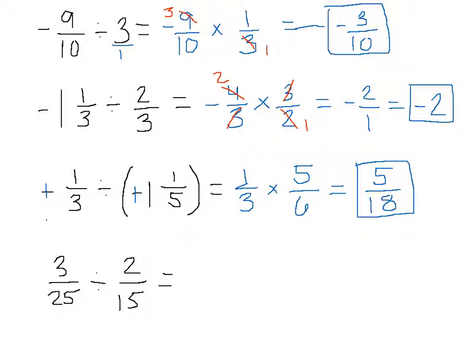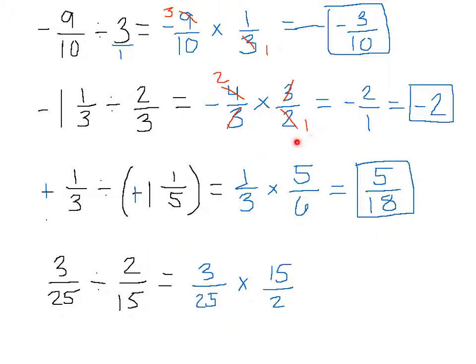One more to go. We're in the home stretch. So this is a slightly easier problem right here. We don't have to change anything. We don't have any negatives, but it is a really good problem for cross-cancellation. So we're going to do keep, change, flip. We're going to keep the first fraction, 3 over 25. We're going to change the sign to multiplication, and we are going to flip the second fraction to be 15 over 2.